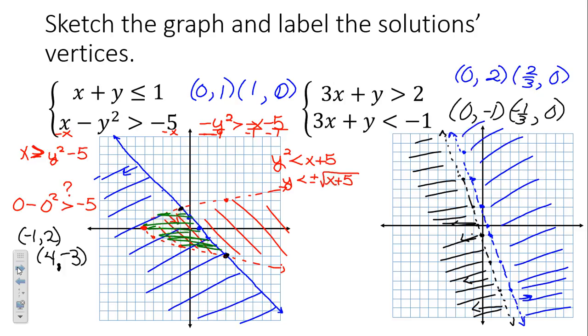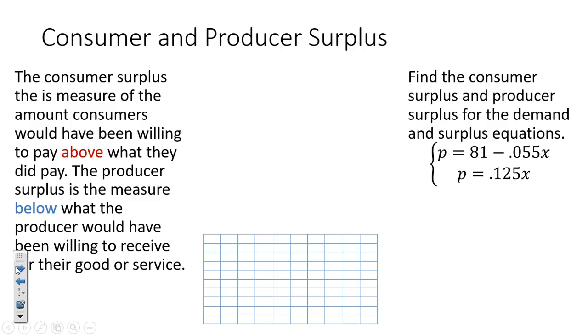All right, feeling good? It's awesome when we can color, right? All right, next one. Now we throw in some real-world applications.